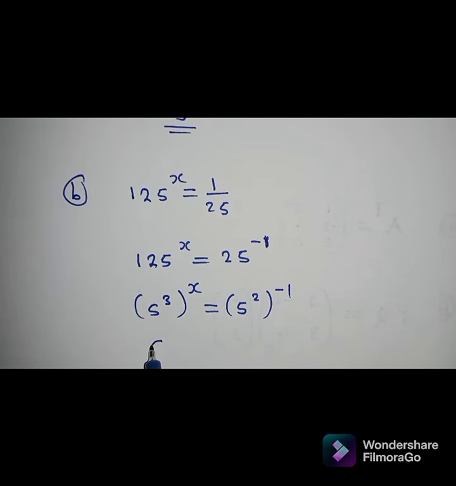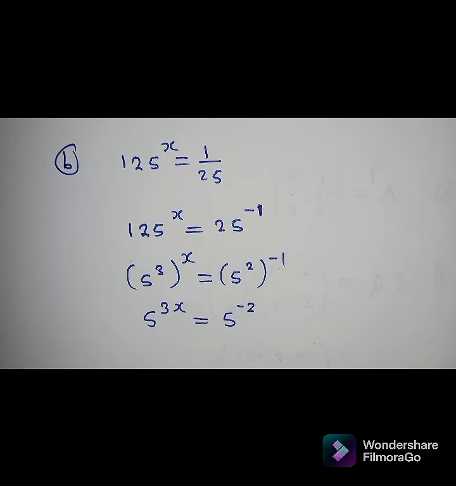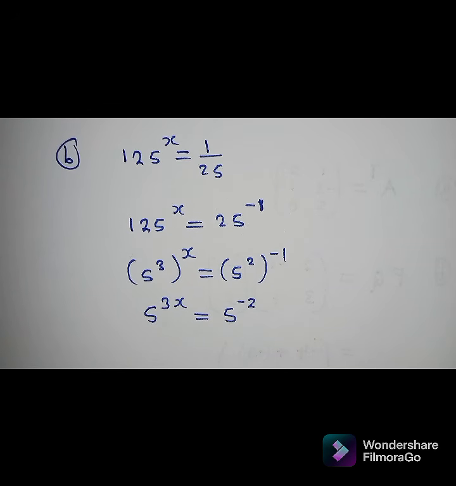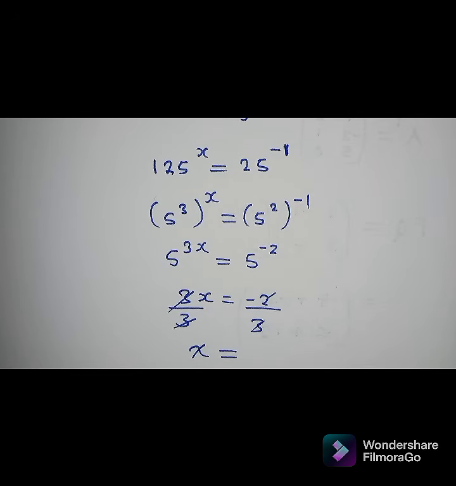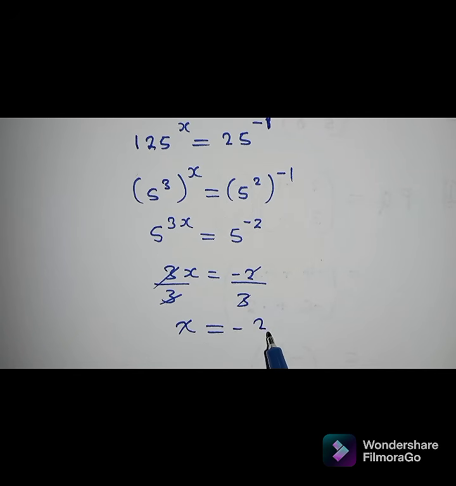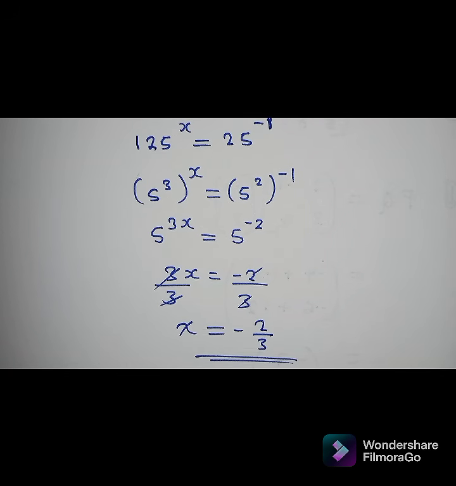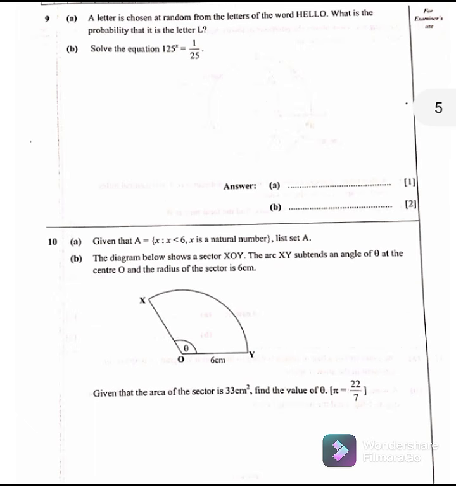We can now multiply the powers. We have 3x is equal to 5 to the power -2. So here the bases are the same. We can get the powers. So once you get the powers, we divide by 3 throughout so that we remain with x. X will be equal to -2 over 3. This is our solution. We go to the next question, which is question 10.